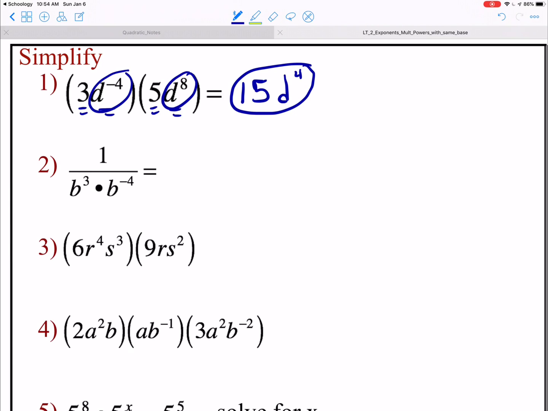This next one, I've got 1 over b to the third times b to the negative 4th. I'm going to add my exponents, and I get b to the negative 1. 3 plus negative 4 is negative 1. Before I circle that, I know that I cannot have a negative exponent, and the negative exponent tells me it's in the wrong location, so it travels to the numerator as b to the first.